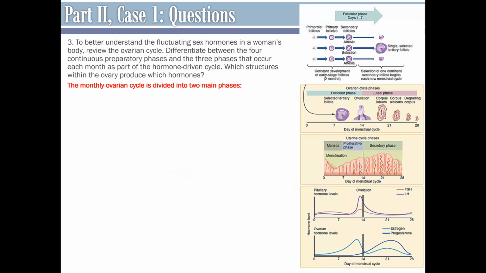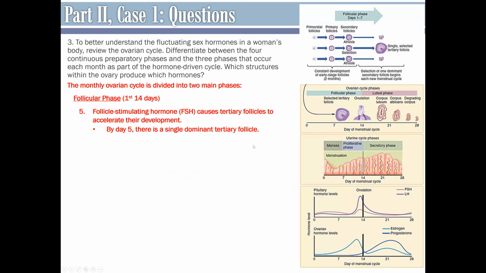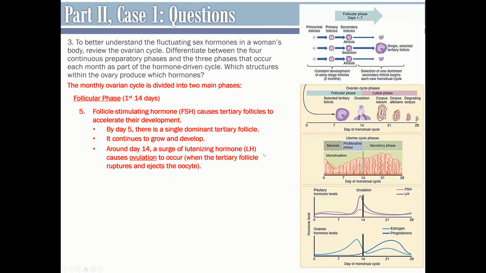So the monthly ovarian cycle is divided into 2 main phases. First, we have the follicular phase, which is the first 14 days of the cycle. And during this phase, you have follicle-stimulating hormone causing the tertiary follicles to accelerate their development. And then by day 5, there is a single dominant tertiary follicle, shown here. It continues to grow and develop. And around day 14, a surge in luteinizing hormone is going to cause ovulation to occur, in which the tertiary follicle ruptures and ejects the oocyte.